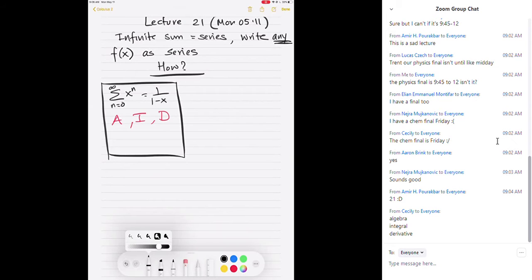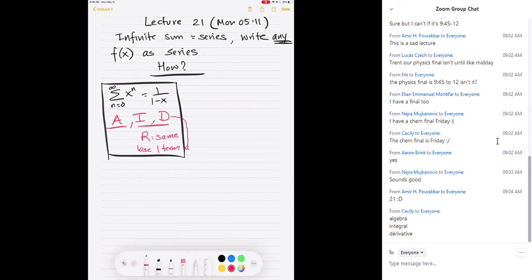So what happens here? For these two, R stays the same. And these are the notes I would make to myself. If I take a derivative, I lose one term, because the constant term just goes to 0 after I take the derivative. And for algebra, I'm just going to replace x by something and compute the radius. So that is the idea.